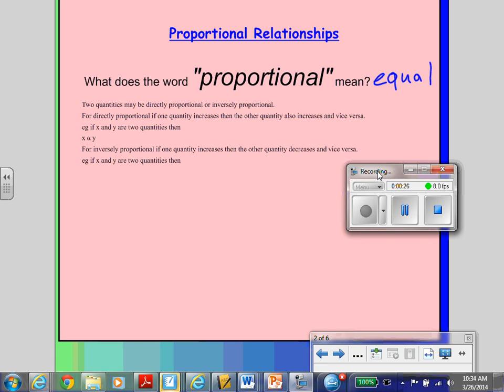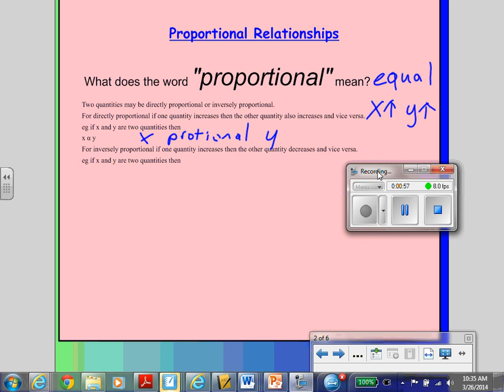For direct proportions, if one quantity increases, then the other quantity also increases, and vice versa. So if X increases, then so does Y. If X and Y are two quantities, then X is proportional to Y. It could be directly or inversely. Here, directly, because they both increase.